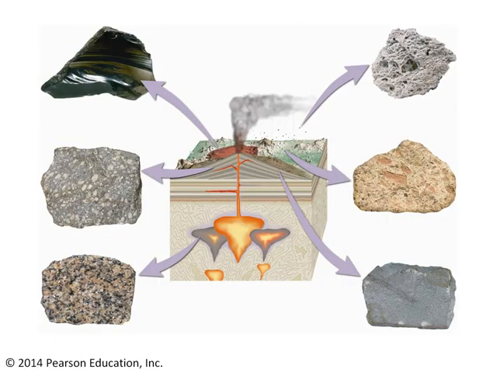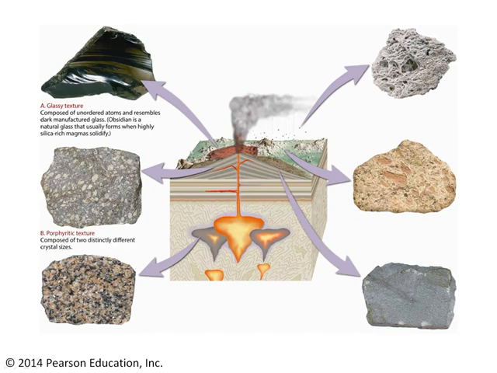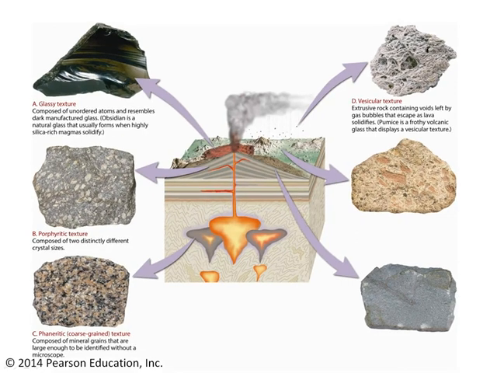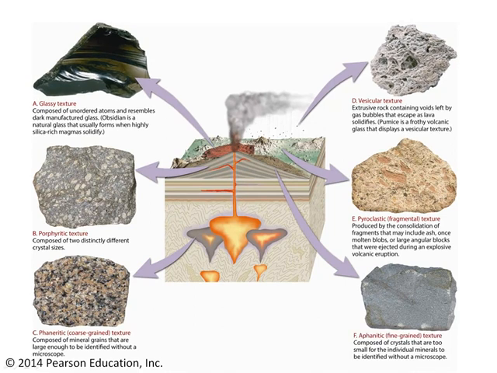There are a bunch of different kinds of igneous textures, some of which form below ground in intrusive igneous environments, and others that are distinctly volcanic that are produced in extrusive igneous environments. Let's examine a few of them. There's glassy, porphyritic, phaneritic, vesicular, pyroclastic, and aphanitic.